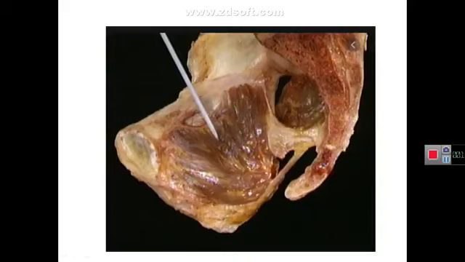This is another view of the walls of the pelvis. This is the pubic symphysis anteriorly. This is the midsection in the sacrum and coccyx. This is the arcuate line of the ilium. Above it is the iliac fossa. Below it is the pelvic surface of the ilium. This is obturator internus forming the anterolateral wall, while this is piriformis forming the posterolateral wall.